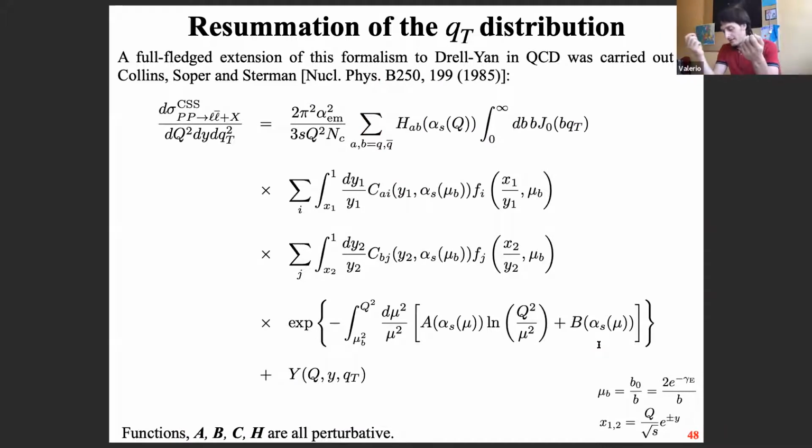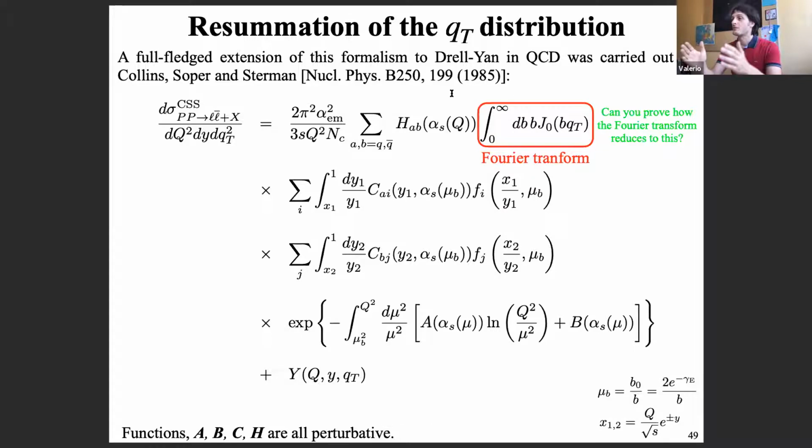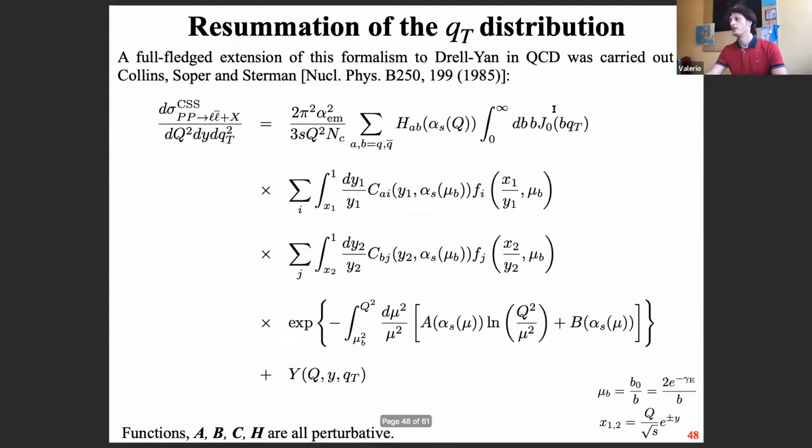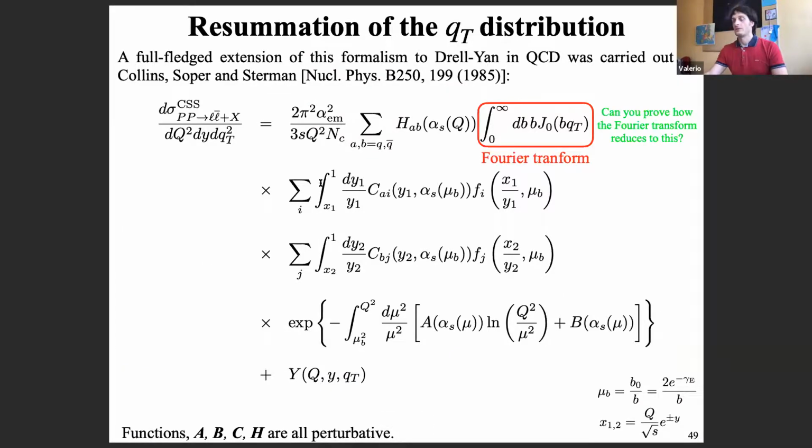The full-fledged extension of this formalism was worked out quite some time ago by Collins, Soper, and Sterman in this very famous paper. The final formula that they obtained is, of course, very complicated, but it has all the elements that we have just defined. First of all, there is a Fourier transform. This means that this formula uses the impact parameter space. This is the Fourier transform. This is also a question for you. This is a Bessel function. Can you see why the Fourier transform, which is a two-dimensional Fourier transform, as you see here, reduces to this kind of structure here? This is an exercise.